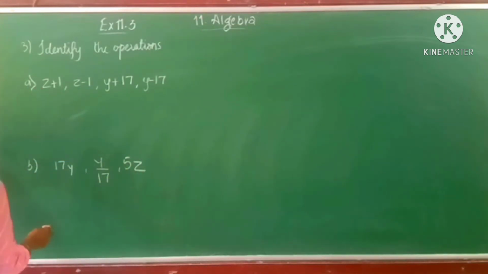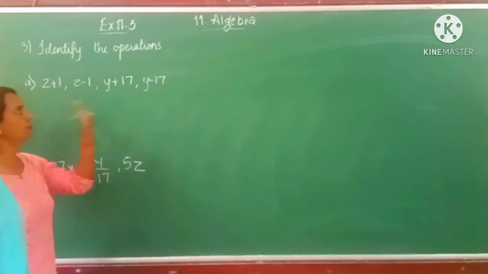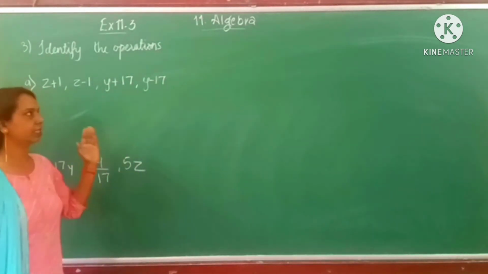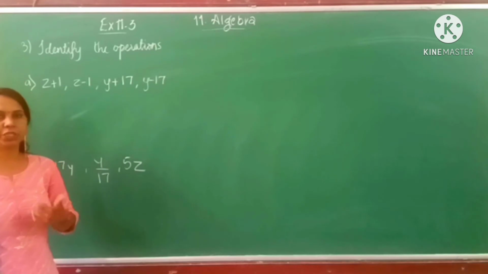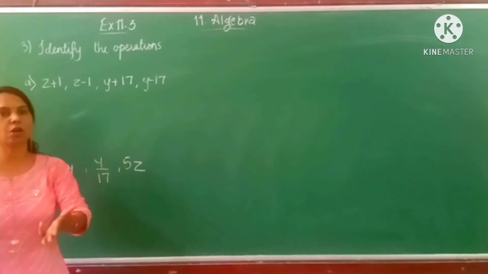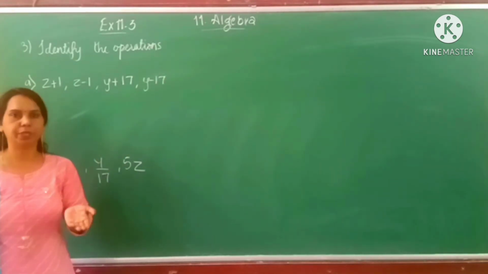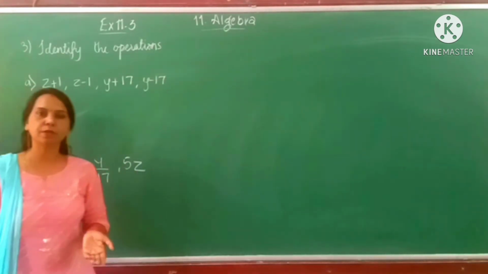Okay, here the expressions are given. We have to find out which operation is done. Which are the operations? That is addition, subtraction, multiplication and division. So we have to identify which operation has been done here, and tell how the expression has been formed.